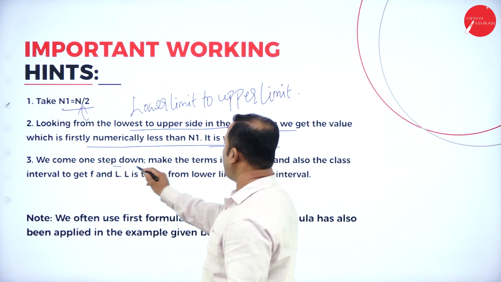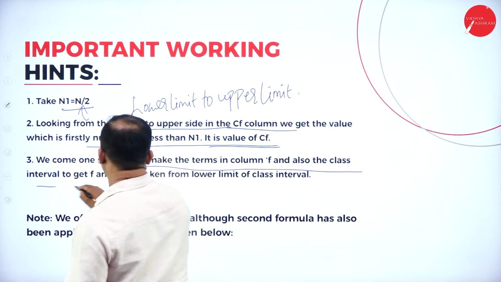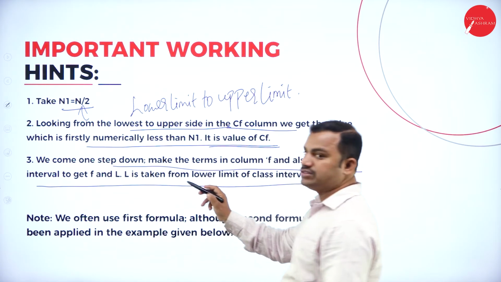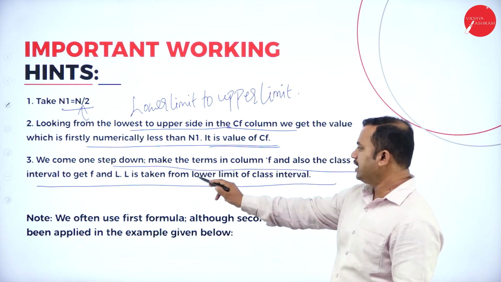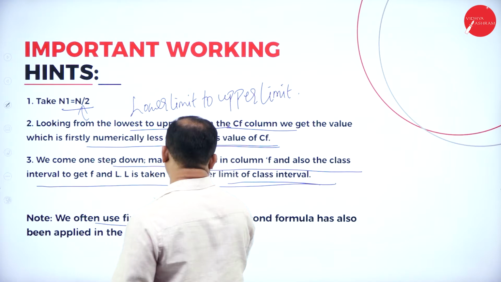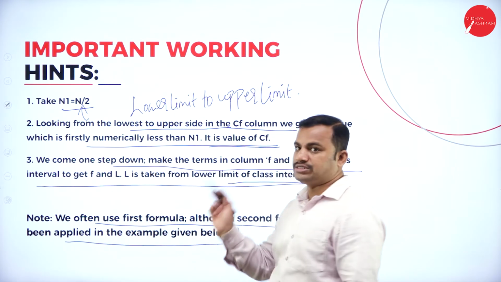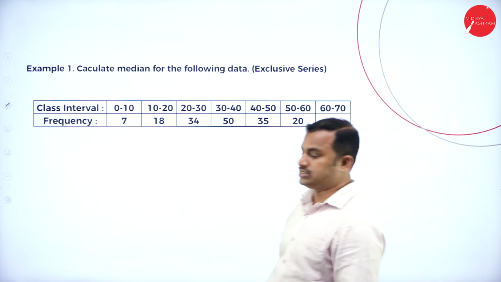Then we come one step down to the f column, that is the frequency, and the class interval, to get f and L, the frequency as well as the lower limit taken from the lower limit of the class interval. We often use the first formula, though the second formula has also been applied in the example given below. You will see the example in the next slide.